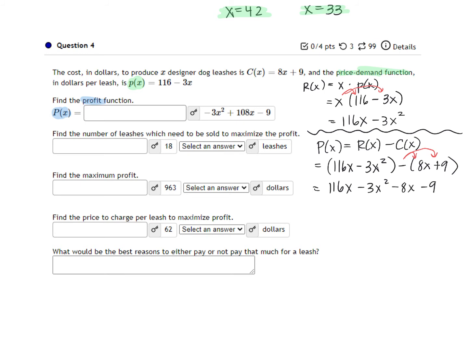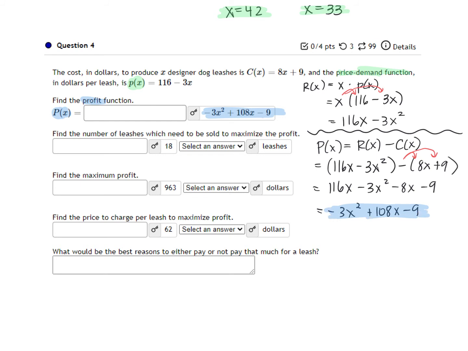And so when you rewrite this, combining like terms and putting it in descending order, you'll have negative 3X squared, 116X minus 8X is plus 108X, and then the minus 9. And you can see that that is what they got right here. So there's the answer for the profit function.